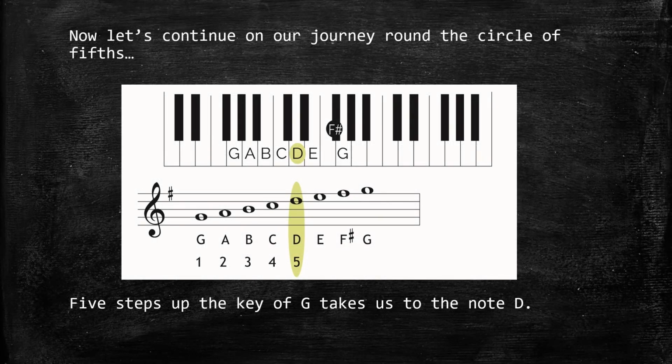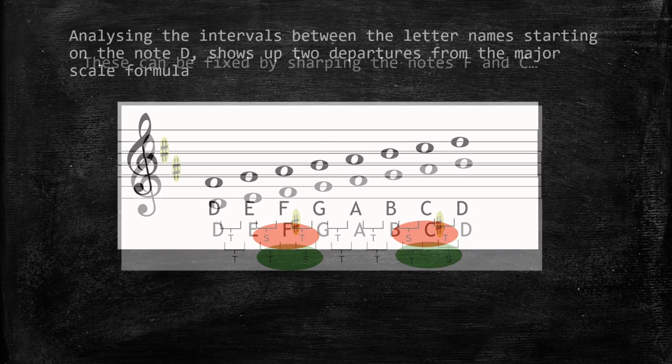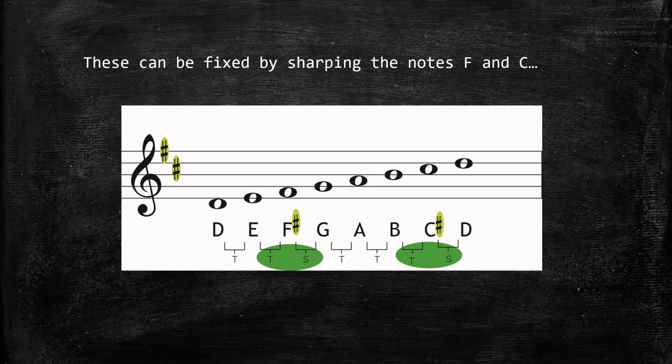Now let's continue on our journey round the circle of fifths. 5 steps up the key of G takes us to the note D. Analysing the intervals between the letter names starting on the note D shows up 2 departures from the major scale formula. We've got tone, semitone, tone, tone, tone, semitone, tone. These can be fixed by sharpening the notes F and C.